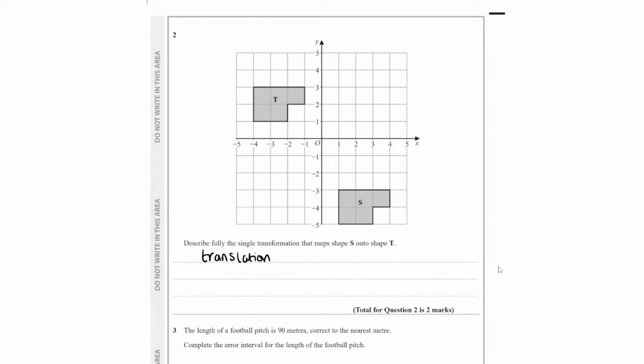And then the second mark is for information about the translation itself. So that's obviously the numbers, isn't it? How many has it moved by? So pick a corner, might pick this one, and then obviously the same corner on the other shape. And then how many have I moved left and right? 1, 2, 3, 4, 5. Left. And then how many up? 1, 2, 3, 4, 5, 6.